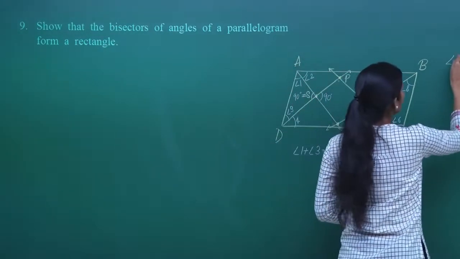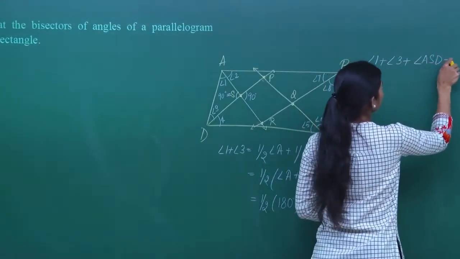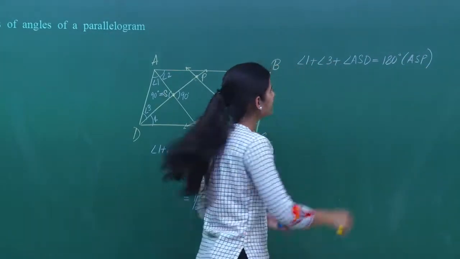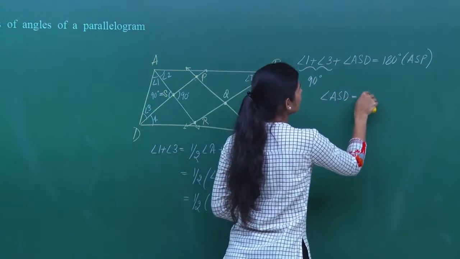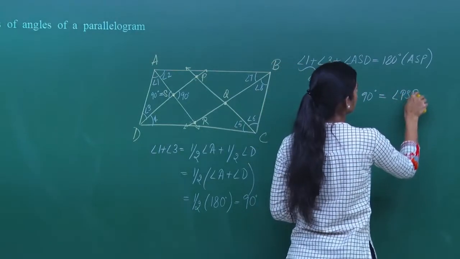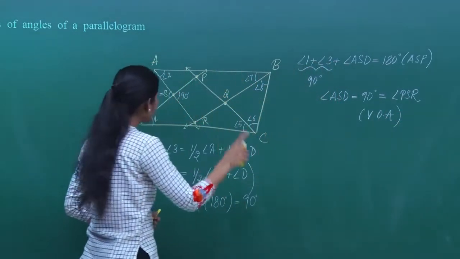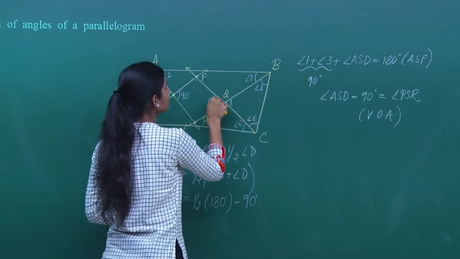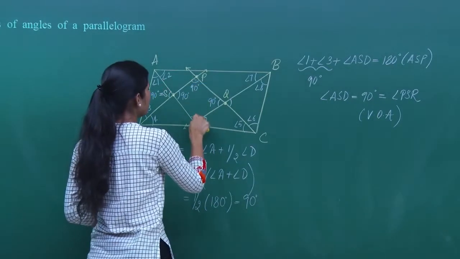Fine. What did I say? Angle 1 plus angle 3 plus angle ASD is 180 by angle sum property. But angle 1 plus angle 3 is 90. So angle ASD is 180 minus 90, which is 90, which is same as angle PSR, because they are vertically opposite angles. Exactly in a similar way, this will be 90, and so you will get this is also 90. Similarly, you will get this is also 90 and this is also 90.